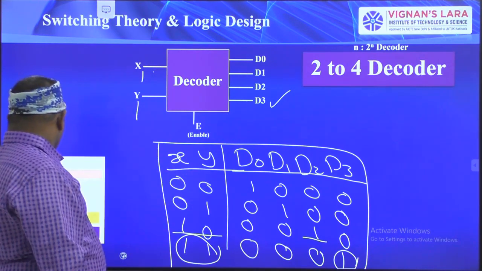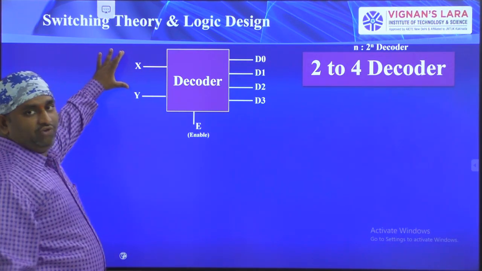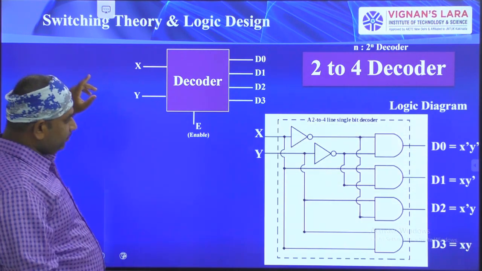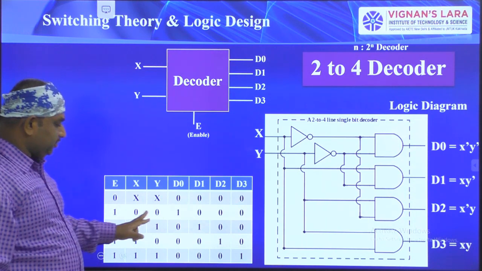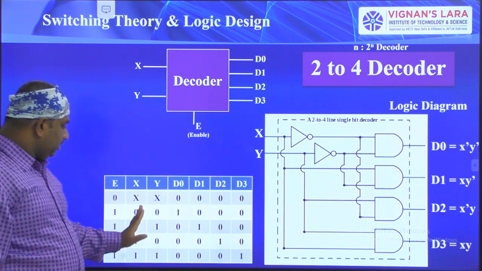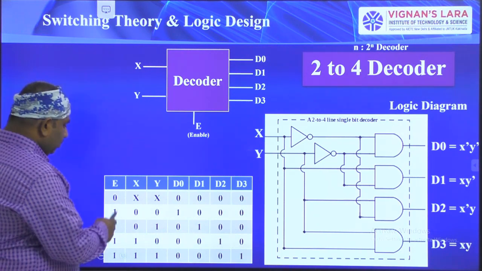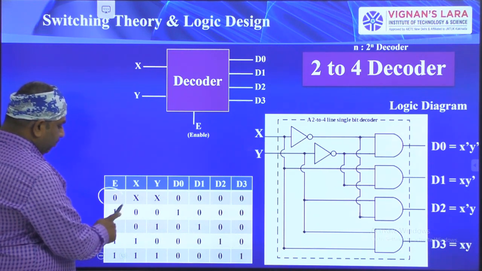So finally, what we are saying is that here we have x and y values: 0 0, 0 1, 1 0, 1 1. These four combinations represent four different output states. But before that, this is very, very important.